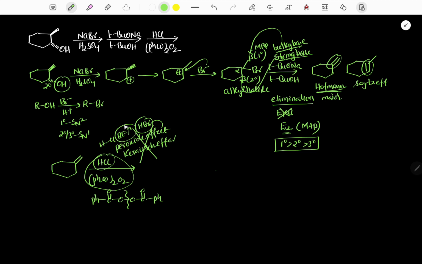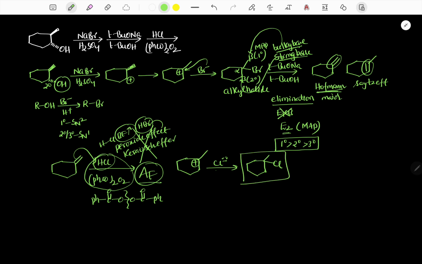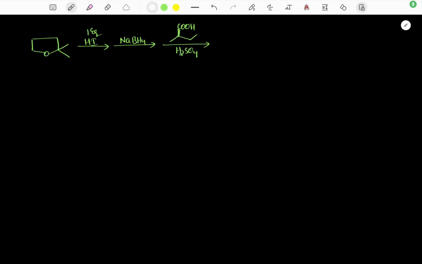Why is it not observed? Because of the high bond enthalpy of HCl when compared to HBr. Therefore it undergoes normal electrophilic addition, no free radical addition. The alkene reacts with H plus and forms a stable C plus. Now it reacts with Cl minus and the corresponding alkyl chloride will form. So it is our final product. It is a cyclic ether.